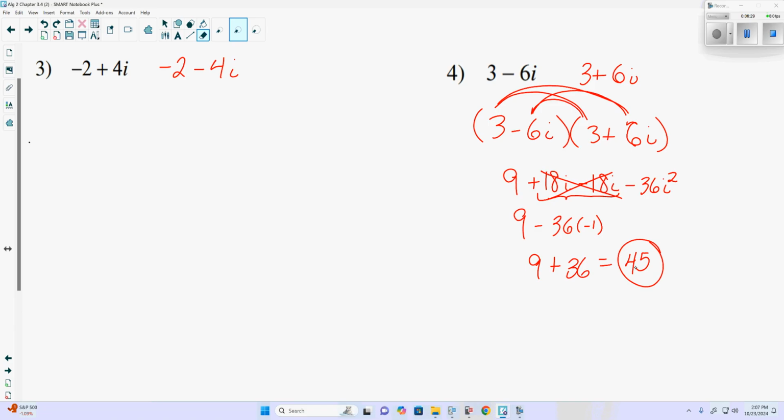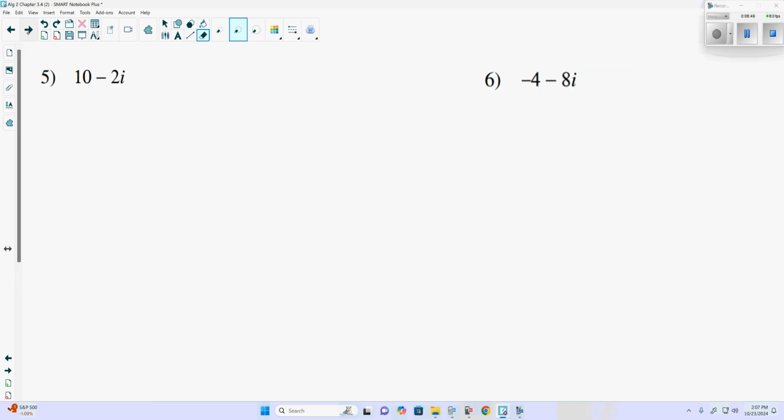Now, this here, the 3 minus 6i times 3 plus 6i, that's just the multiplication we did yesterday, yes? Which means we can technically do that in the graphing calculator, so we don't have to do it by hand. The graphing calculator can do that for us. Okay. Let's look at the next two.